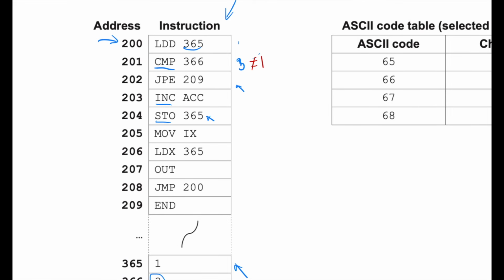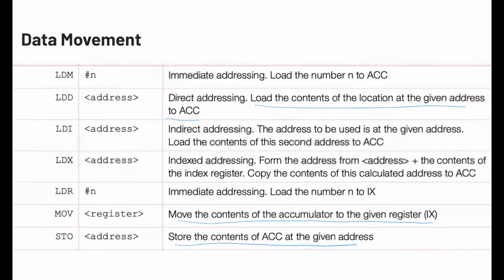Now next, let's move on to line 206. So on line 206, it says LDX 365. So let's go see what LDX is. LDX is telling us to form the address from the address that's specified right here, plus the contents of the index register.